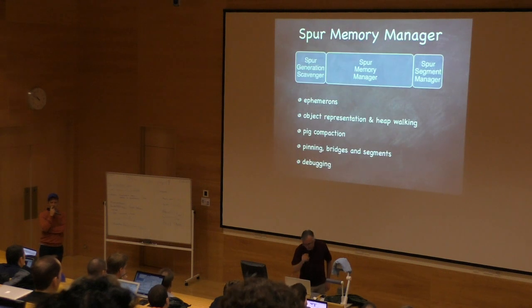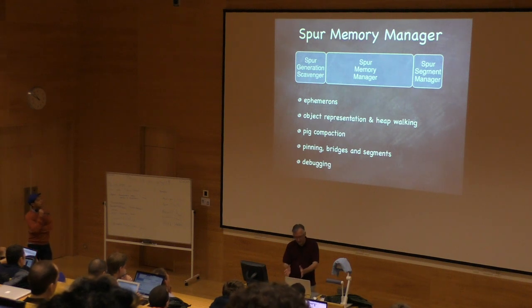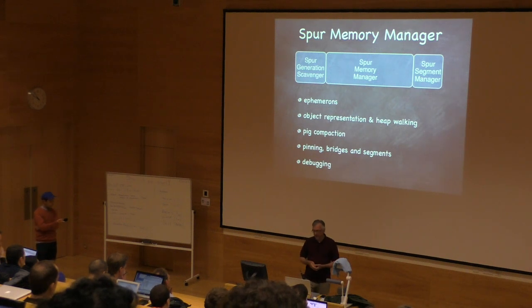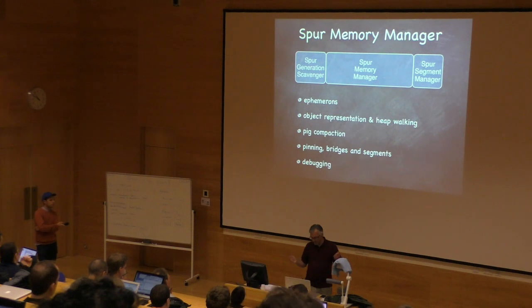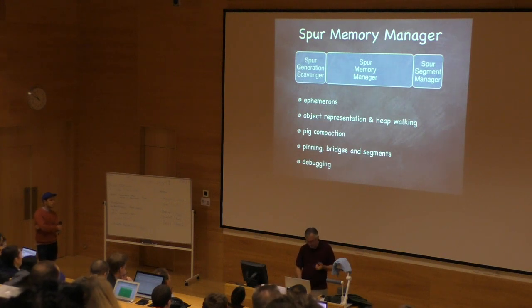So, just to finish off, let's look at the memory manager. It has 3 main organs. There's a generation scavenger, there's the memory manager, which manages old space with free space, with compaction, and then there's a segment manager. And I want to cover the ephemerons, the object representation, the thing I call compact, and then bridges, and then how do you debug this. So let's go through this.